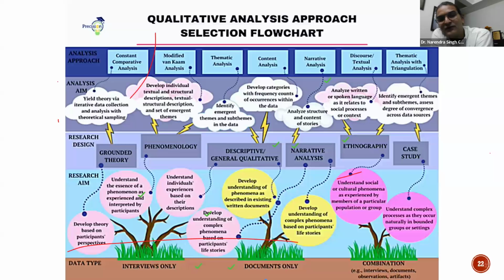Discourse analysis when I would like to develop understanding when I talk about life stories. Now, combination, where I use a combination when I go for ethnography. Understanding social and cultural phenomena as experienced by members of a particular population or group. And then I go for a case study if I really want to understand complex processes as they occur naturally in a bounded group or setting, the situation or context that I told you. So identify emergent themes and sub-themes, assess degree of convergence across data sources, analyze written or spoken language as it relates to social process, and then discuss textual analysis, thematic analysis. So when to use what? This has been given.